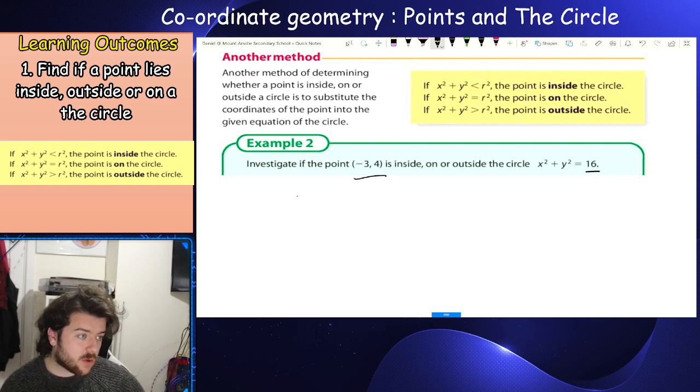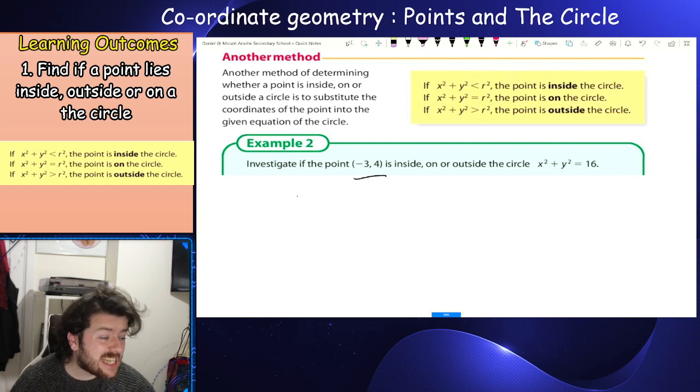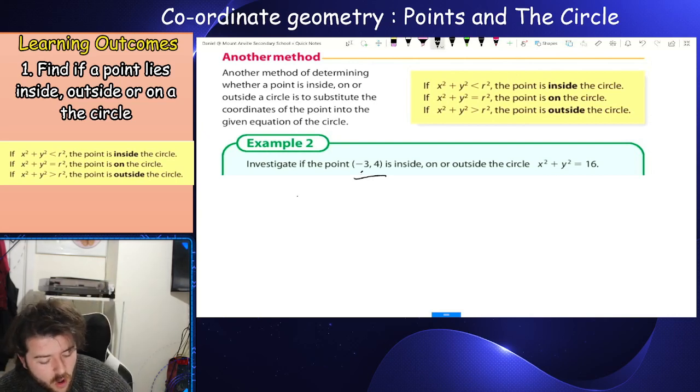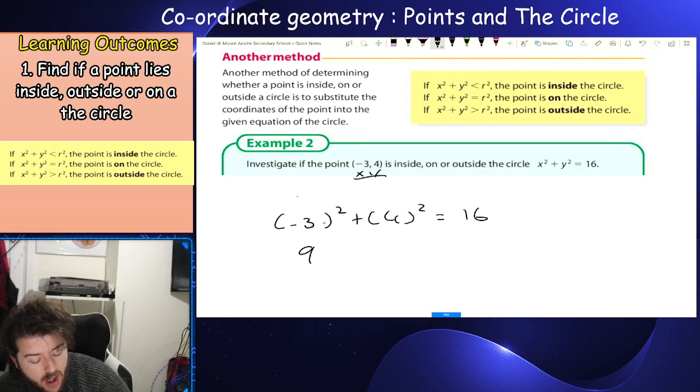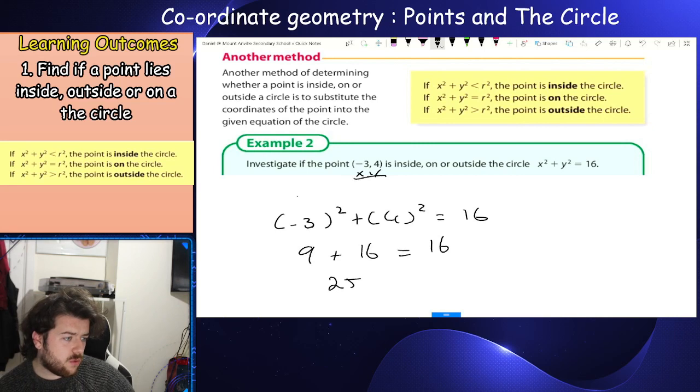So basically, if the left-hand side is less than the right-hand side, it's inside. Left-hand side equal to right-hand side, it's on. And if the left-hand side is greater than the right-hand side, it is outside. Got it? Cool. So, x, y, I have minus 3 squared plus 4 squared, compared to 16. Minus 3 squared is 9, plus 4 squared is 16. So I have 25. What's 25? Well, 25 is greater than 16.